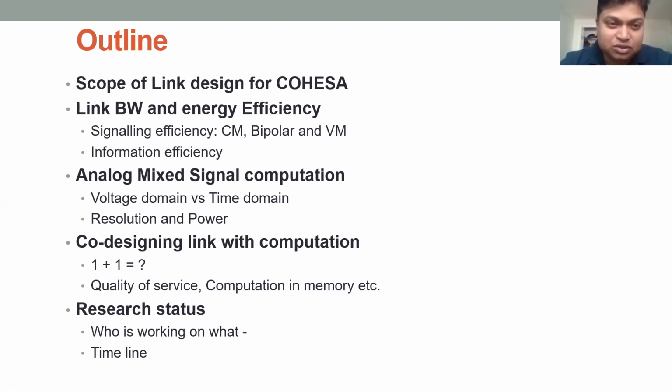Then the last part is combining these two together. The hope here is to see some synergy. It's not just a standalone link with a standalone processor. If they're co-designed, there has to be something better coming out of it. So 1 + 1 should not be 2, it should be 2.5. Hopefully could be more than that. And along that line, a couple of the things in the Cohesa goals that we put is the quality of service, meaning the link should be able to adapt its energy according to the quality of the link that it provides. And then the computation, memory and those things.